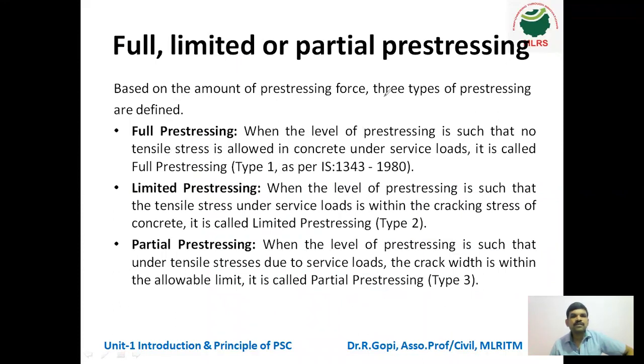Next, full, limited, and partial prestressing. Based on the amount of prestressing force, three types of prestressing are defined. Full prestressing, when the level of prestressing is such that no tensile stress is allowed. As we already know, in prestressed concrete there is no tensile stress. So that type is called full prestressing. Okay. So in concrete under service loads, it is called full prestressing. This is called a type 1 structure, as per the Indian Standards Code IS 1343. So what is a type 1 structure? Type 1 structure is nothing but the full prestressing technique we are adopting, and no tensile stresses are allowed.